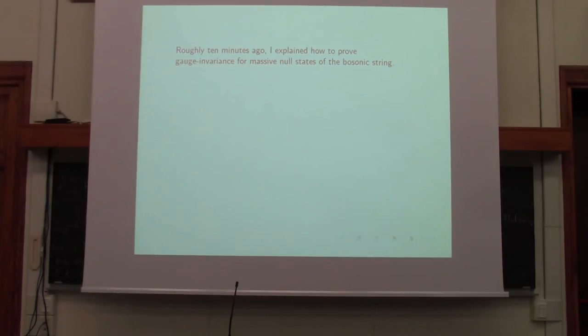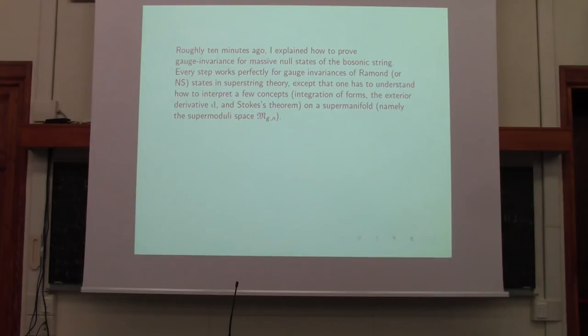Now, I told you already about 10 minutes ago what the full BRST machinery is for massive null states of the bosonic string. We'll just say it again very fast, because it's the same thing for superstring theory. Everything is the same except you have to understand what a few of the concepts mean. The statements are formally the same, but we're now on a supermanifold, the moduli space of super Riemann surfaces, rather than an ordinary manifold. Although the formal statements are the same, to know what they mean, we need to understand integration of forms, exterior derivative, and Stokes' theorem on supermanifolds. So the second half of my talk will be explaining that.